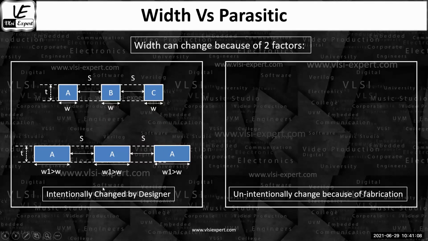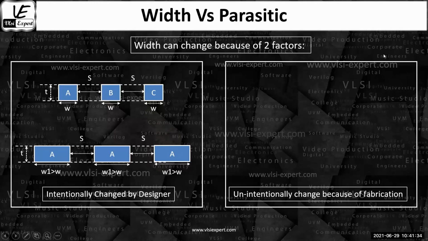So this is something where you have intentionally increased the width of the wire, or intentionally changed the dimensions of the wire. When you do it intentionally, whatever parameter you want to change, you just change that particular parameter. That's the intentional change by the designer.